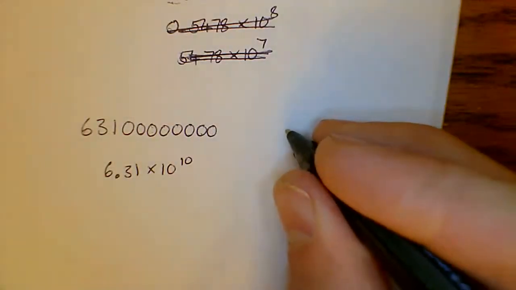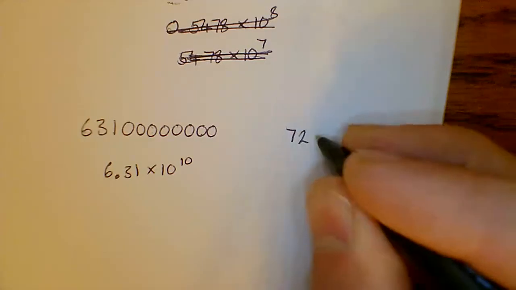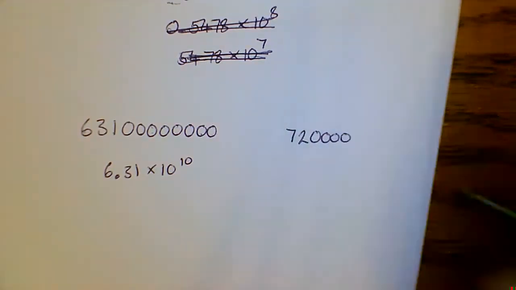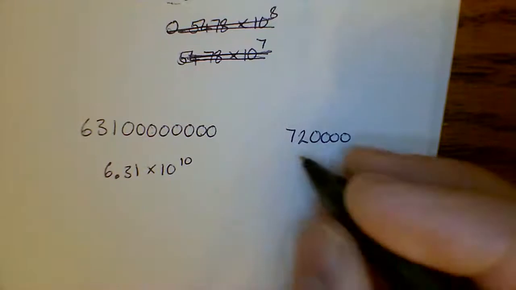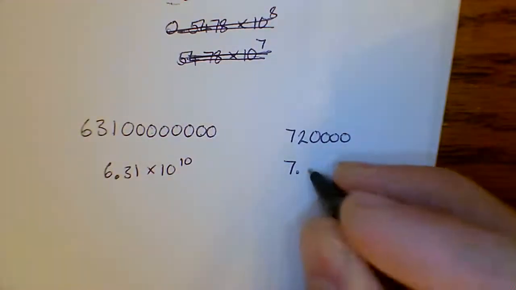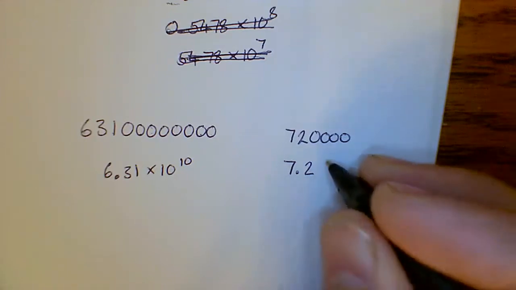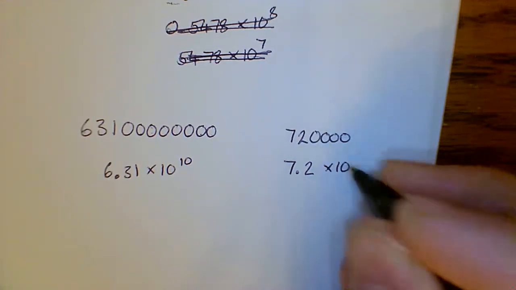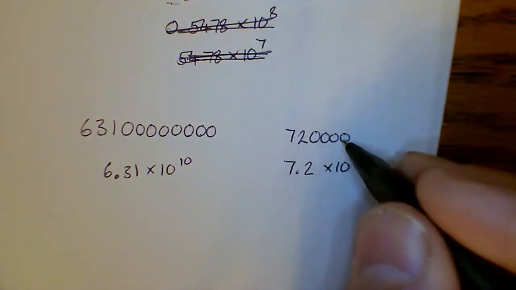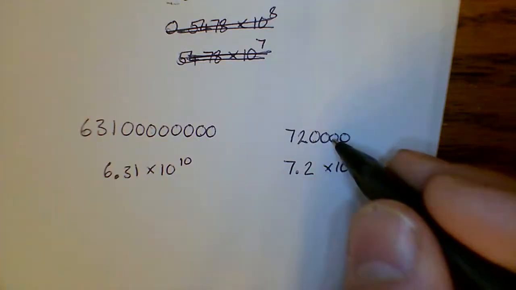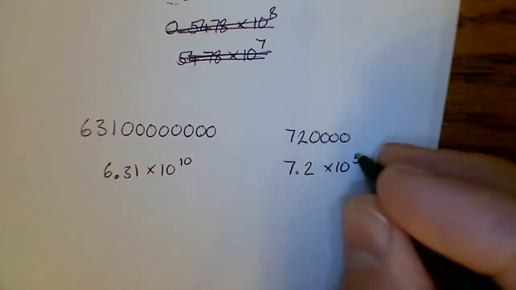Next example, let's try 72000. Well, that is going to become 7.2. So 7 comes on the decimal point and 2. 7.2 times 10. I've got 1, 2, 3, 4, 5 things.